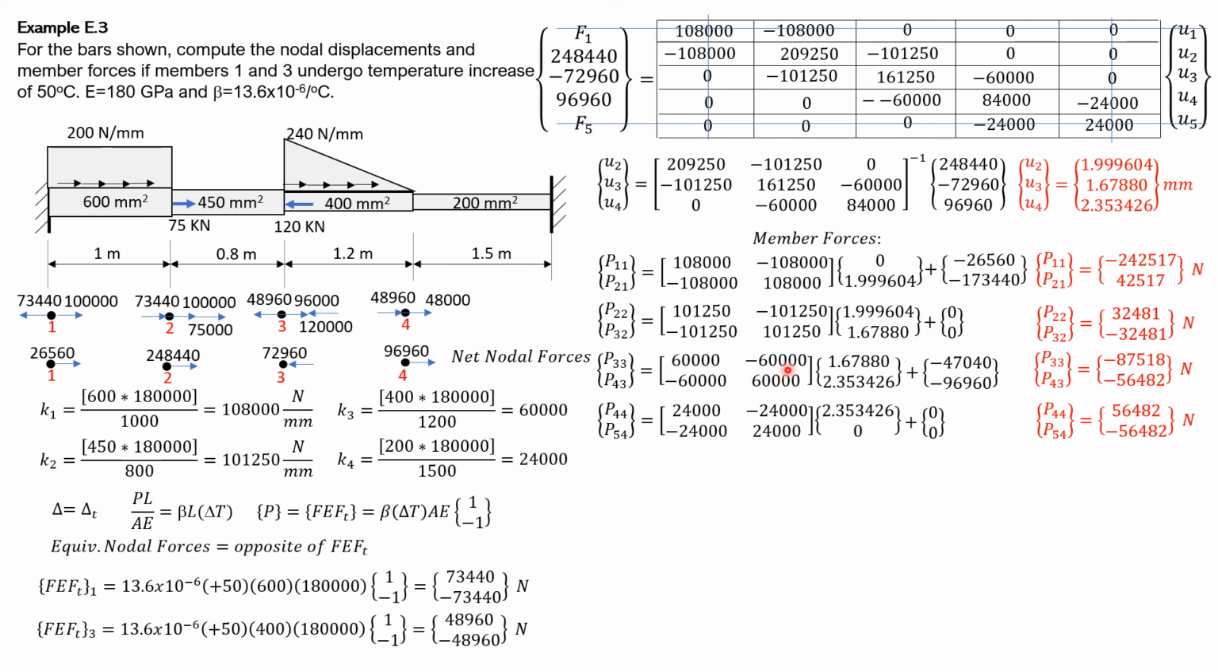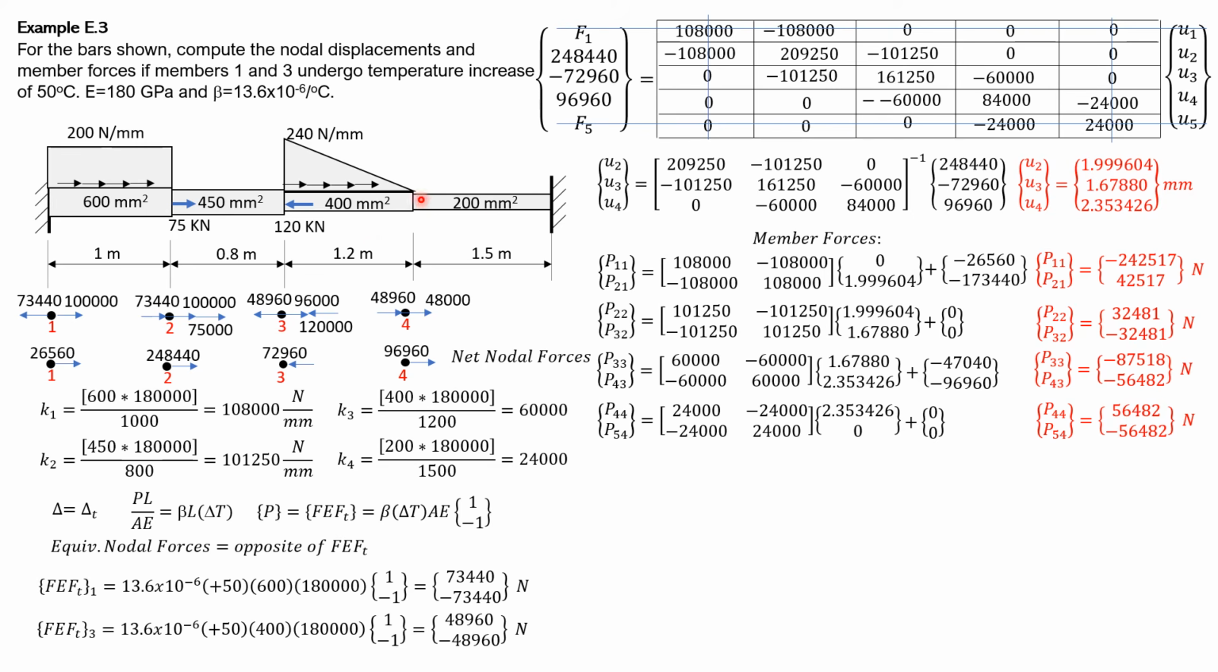So perform the multiplication of these two matrices, then add negative 47,040. You'll get negative 87,518, and in the second row, negative 56,482 newtons.